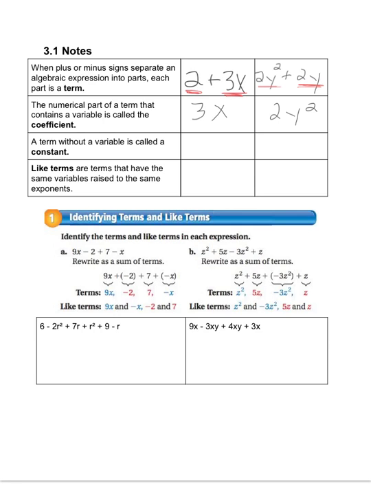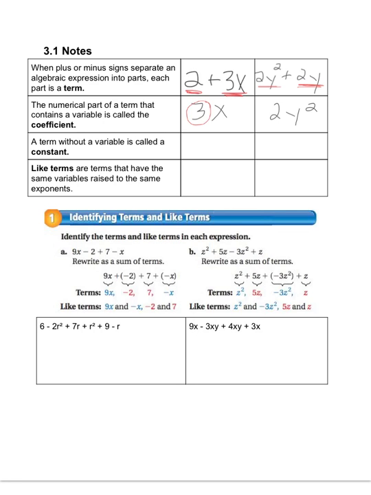The numerical part of a term that contains a variable is called the coefficient. So if we look right here, we have this term 3x. It says the numerical part of a term that contains a variable. x is our variable, and the numerical part of this is 3. So the coefficient in this term is 3.